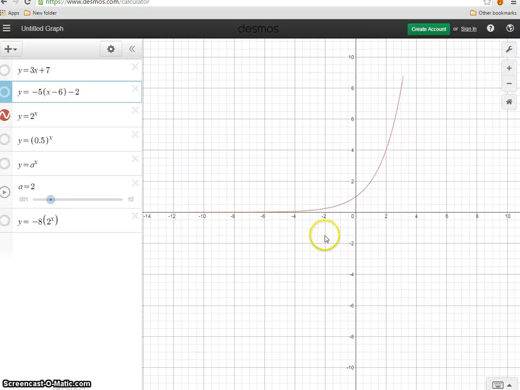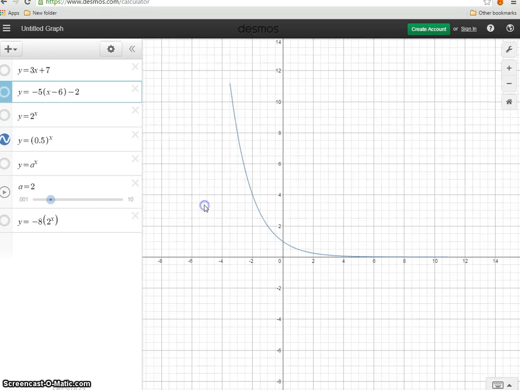So we can see here that 2 to the x is an increasing function from left to right. However, if you look at 0.5 to the x, this is actually a different parent function, with a similar shape to 2 to the x, but a different parent function. This one is going to be decreasing as you go from left to right.